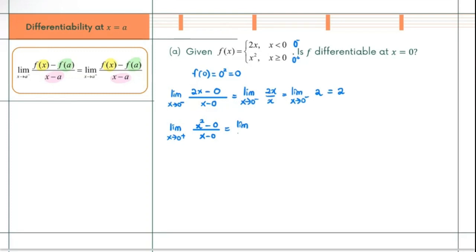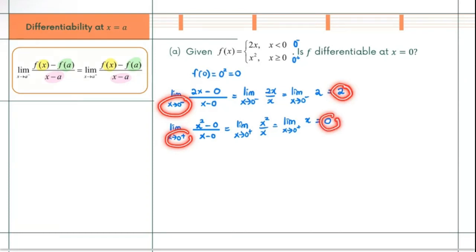So now I am going to simplify. I get x squared over x, which will be limit as x approaching 0 positive of x. Dan bila gantikan value, kita dapat kosong. So perhatikan dekat sini, 0 negatif dapat 2, tapi 0 positif dapat 0. So dia punya value tidak sama.